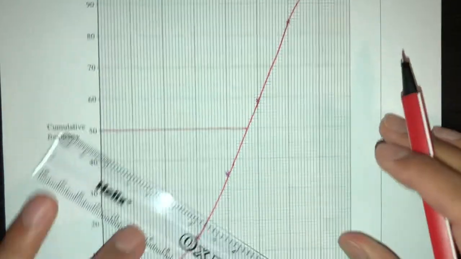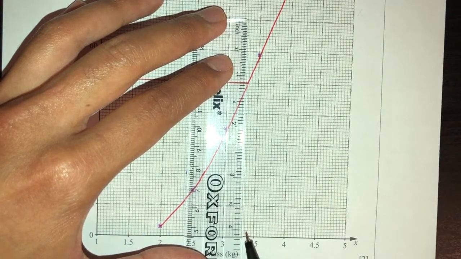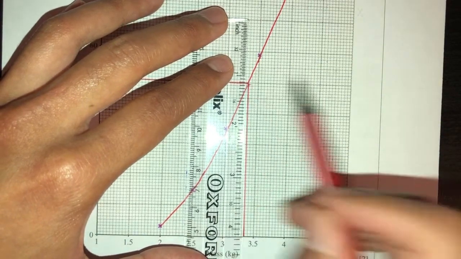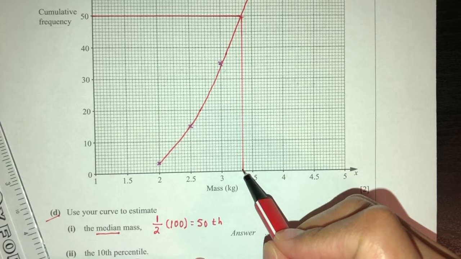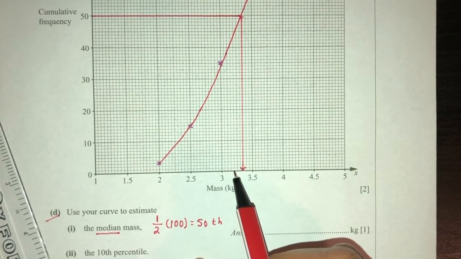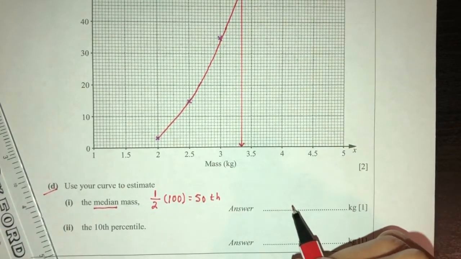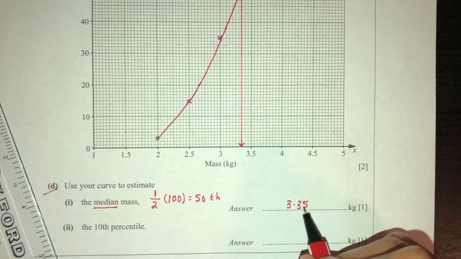You have to cut your curve and draw the corresponding vertical line to find your corresponding value of mass. That will be 3.1, 3.2, 3.3, 3.35. So for me the median will be 3.35 kg.